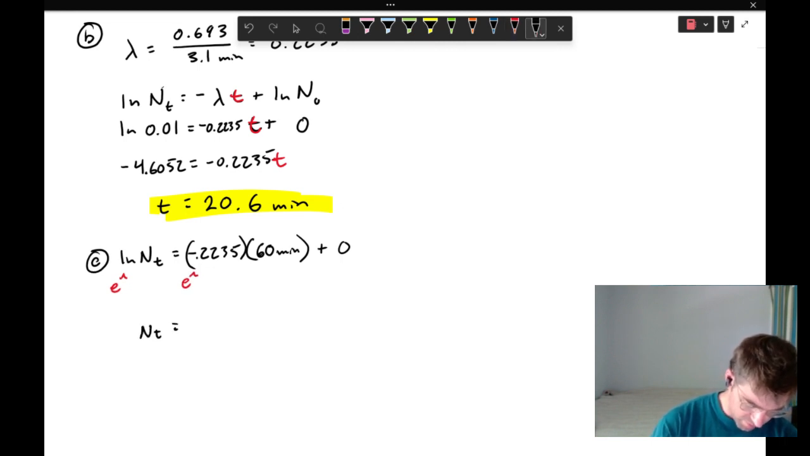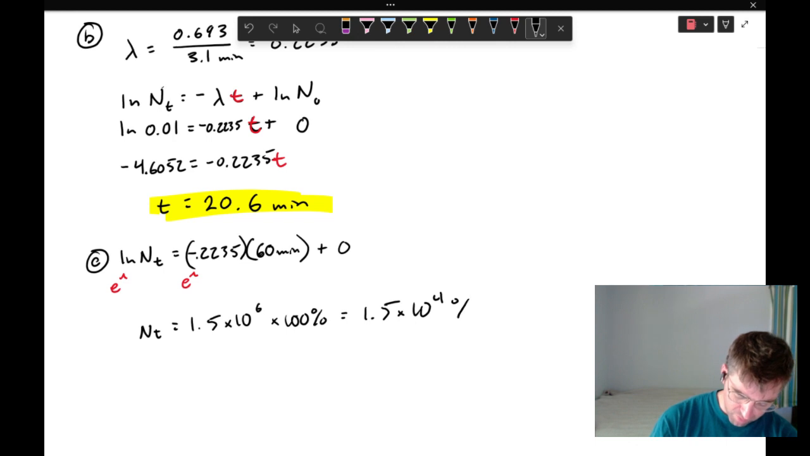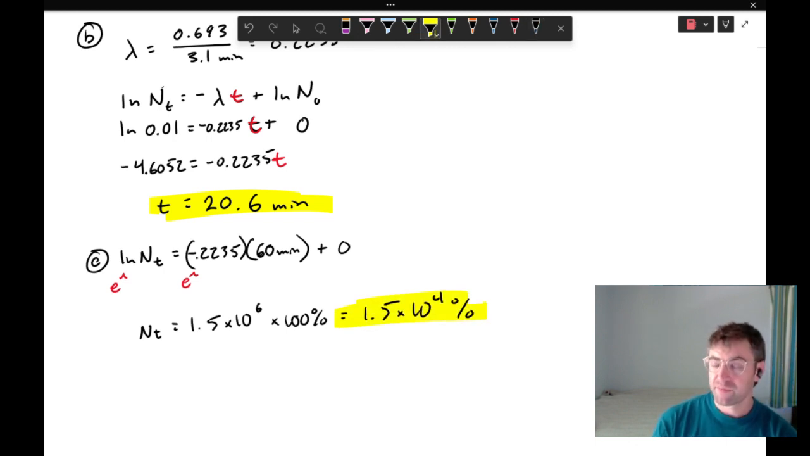N sub t equals 1.5 times 10 to the -6. Let's go ahead and multiply that by 100%. Gives us 1.5 times 10 to the -4% of the original sample. Very, very, very small sample.